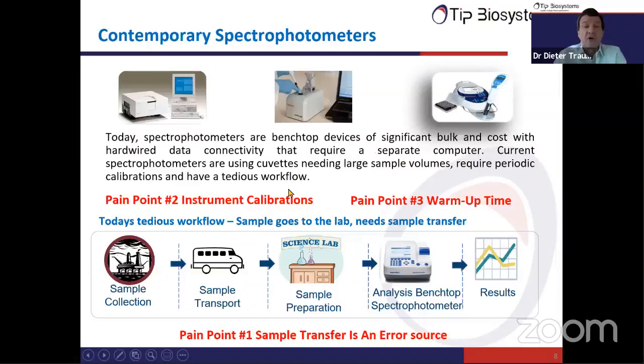Another pain point of contemporary instruments is the warm-up time. If you remember the setup of the instruments, which I just showed you, there's a light source. As soon as you switch on the instrument, that light source is also switched on. But the intensity of such a light source is a function of the temperature. So this means the intensity is actually changing over time. And if you remember the formula, the intensity that goes in is important in calculating the absorbance.